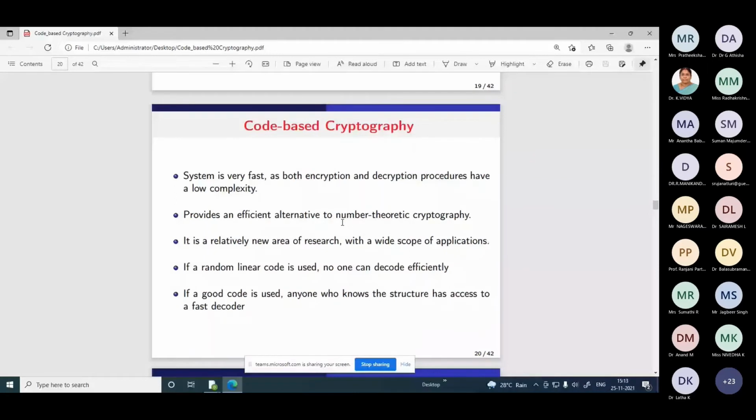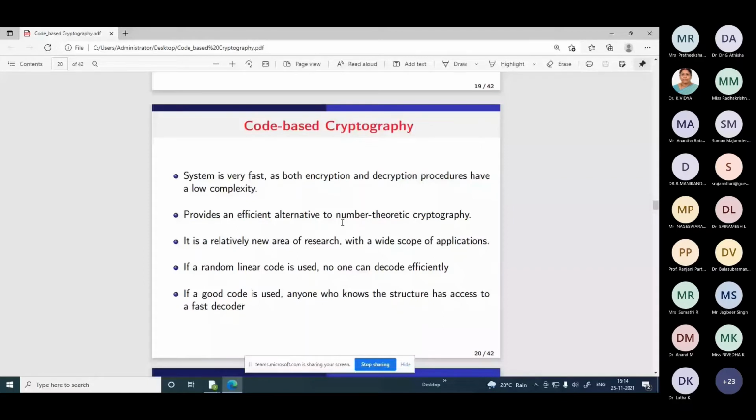Code-based crypto, when we look at the advantages and the limitations: the system is very fast in both encryption and decryption procedures. Why is the system very fast? It's nothing but a matrix multiplication, right? It's also in terms of bits, so just XORing, and the system will be very fast. For decoding also, we are doing a matrix multiplication. So it is very fast in both encryption and decryption procedures and has low time complexity. It's an efficient alternative to number theoretic cryptography. It is a new area of research with a wide scope of applications.